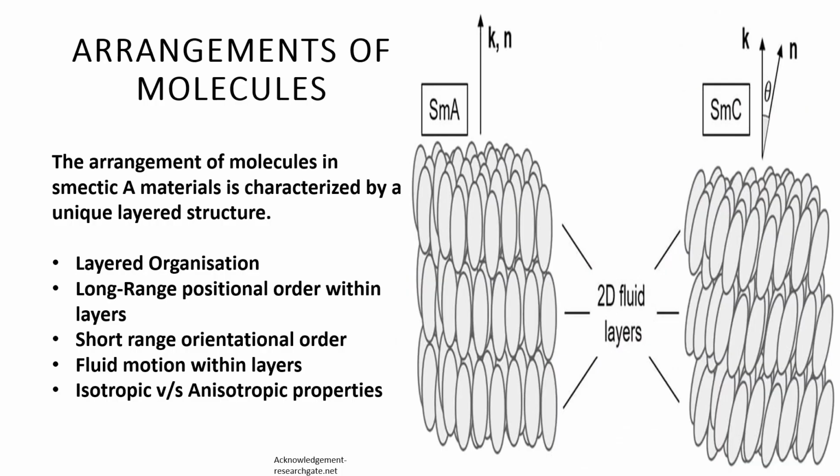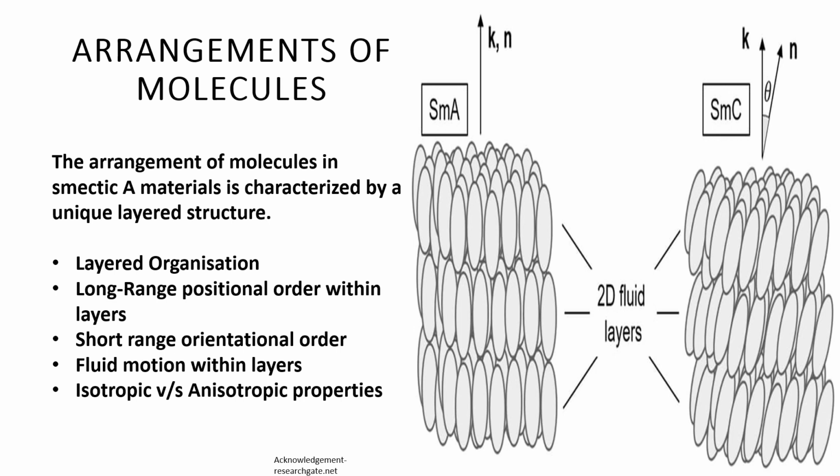So let us see what the arrangement of molecules is. The geometry of smectic A materials is characterized by the arrangement of molecules into layers. In the smectic A phase, the molecules are organized into layers that are parallel to each other. Within each layer, the molecules are oriented in a specific direction, but they can flow past each other within the layer. The layers themselves can slide past one another, giving the material some fluidity while maintaining a degree of order. This layered structure is often visualized as sheets of molecules stacked on top of each other, akin to a deck of cards.